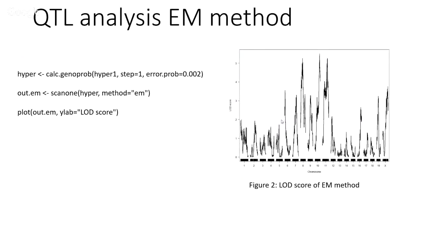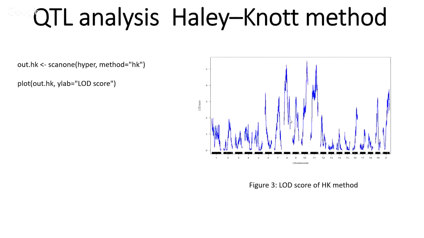As to the data, firstly we use the EM method. EM is the default analysis method. We can see figure 2 is the LOD score of the EM method. Then in the paper, the authors used the Haley-Knott method to regress the LOD score. We use the same method. We can see figure 3, the LOD score of the HK method. The figure is almost similar to the EM method.